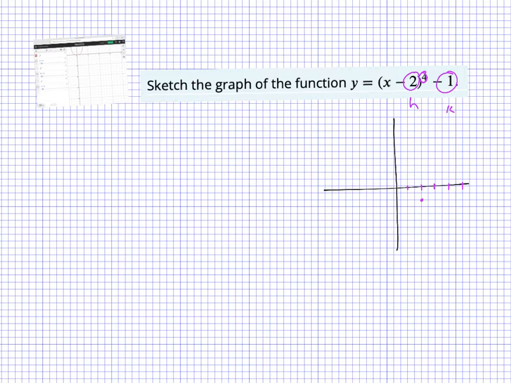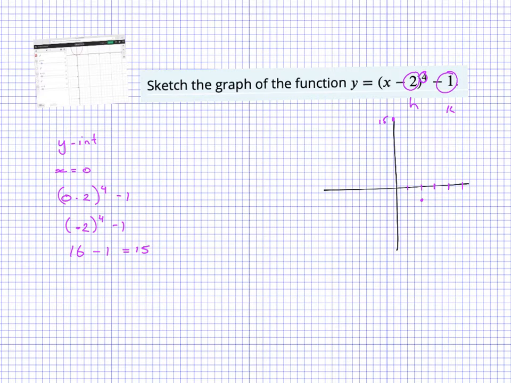Other important information is that I need to know the y-intercept. The y-intercept is calculated as normal. The y-intercept is when x equals 0. So I'd have 0 minus 2 to the power of 4, minus 1. 0 minus 2 is minus 2, to the power of 4, minus 1. Minus 2 to the power of 4 is positive 16, because the 4th power cancels out all the negatives. 16 minus 1 is 15. So my y-intercept, let's call it up here, is 15.